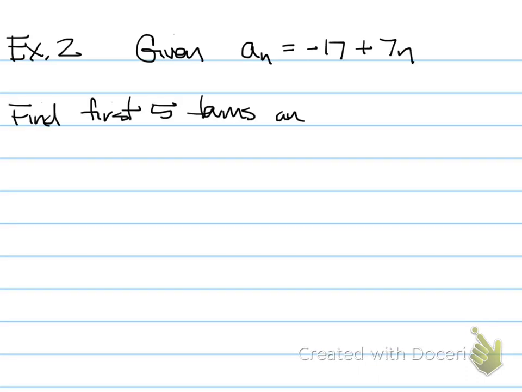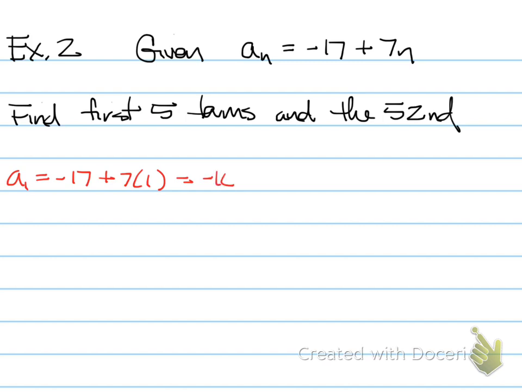So given that a sub n equals negative 17 plus 7n, you should be able to determine the first 5 terms in the sequence and the 52nd term in the sequence. To do that, you just replace the n with the number term in the sequence. So if you're trying to find the first term, replace the n with 1, calculate, and you get negative 10. Again, the second term, replace the n with 2, and so forth.